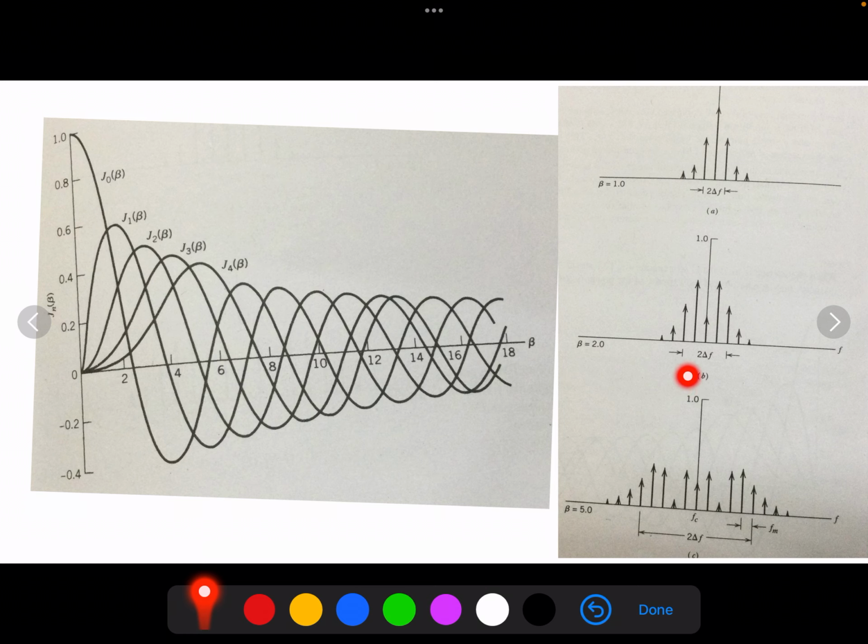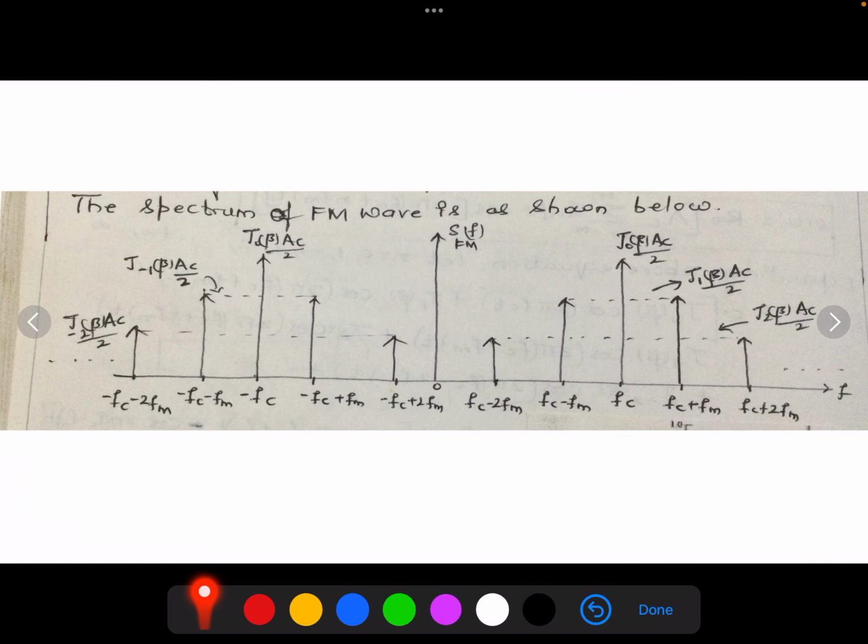When you have different beta values, when beta is 1, this is the spectrum, when beta is 2, like this, when beta is 5, this, where beta is the modulation index. So this is the spectrum.